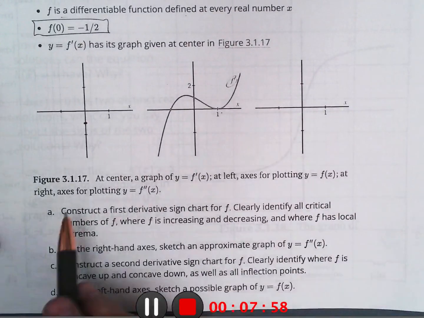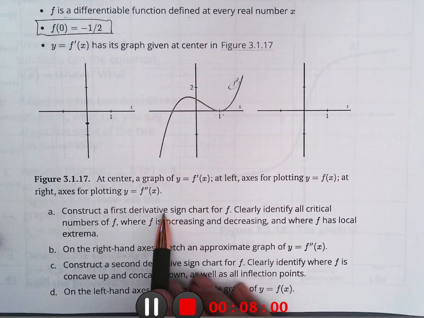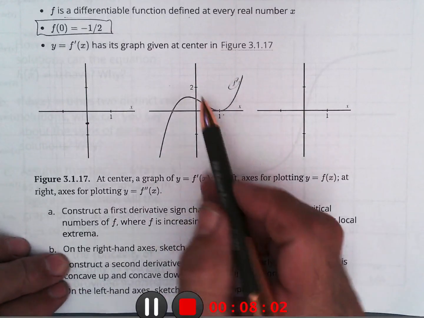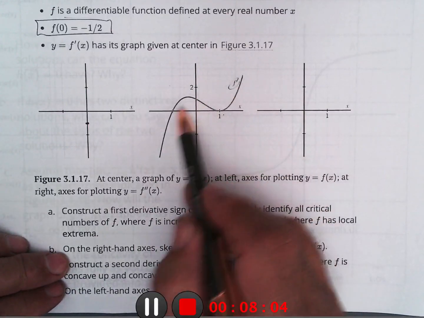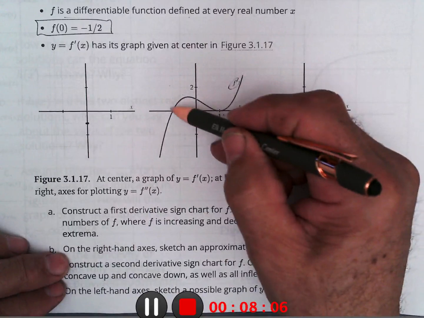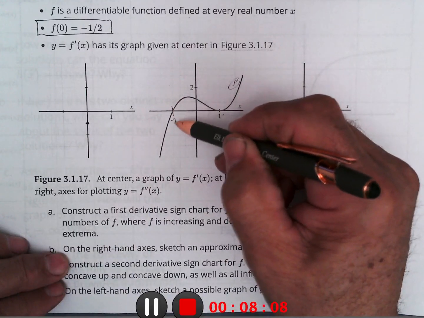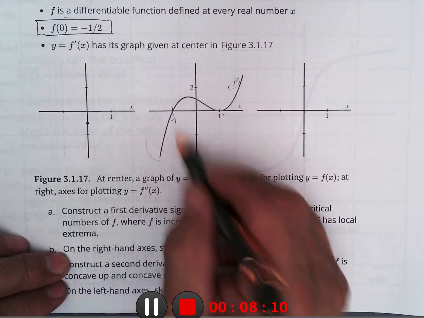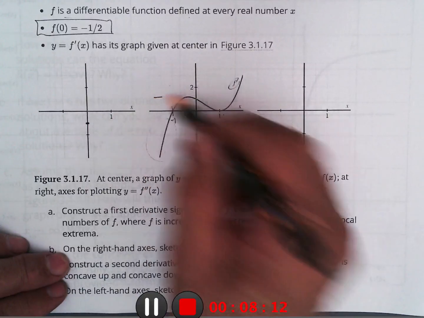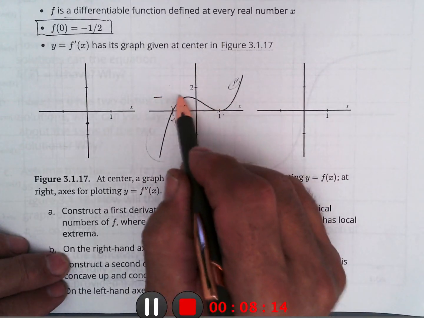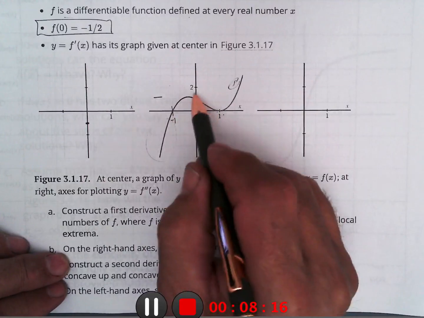Construct the first derivative sign chart. Okay, this is the first derivative. Below negative 1, it is negative. And in here, it's positive. It's all above the x-axis. And then over here, it's positive.